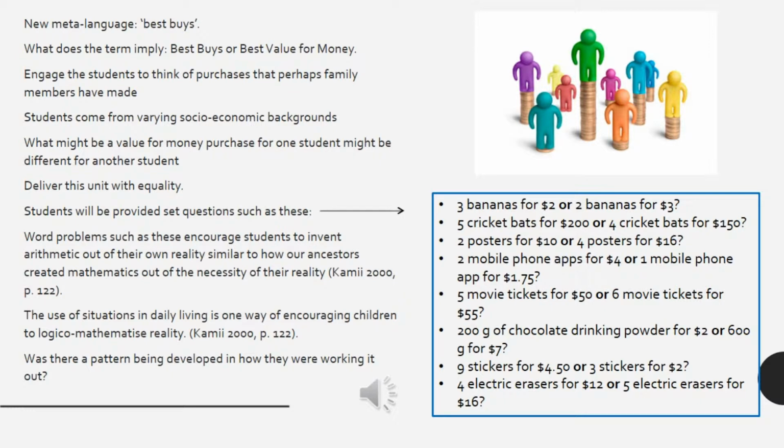Questions relating to what is best buys or the term best value for money will engage the students to think of purchases that perhaps family members have made that have been a bargain. Students come from varying socio-economic backgrounds, therefore what might be a value for money purchase for one student might be different for another student. As the teacher, you will need to be mindful of this and deliver this unit with equality. Questions will become more directed towards students' understanding of the problem, which is the best value for money.